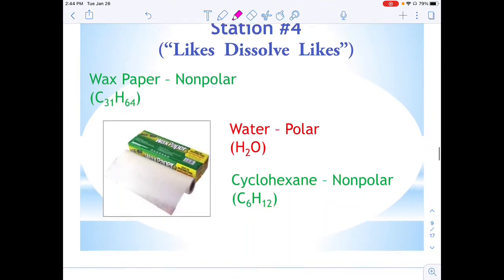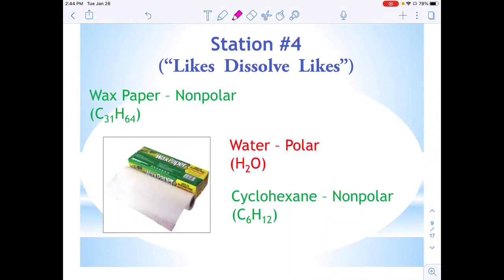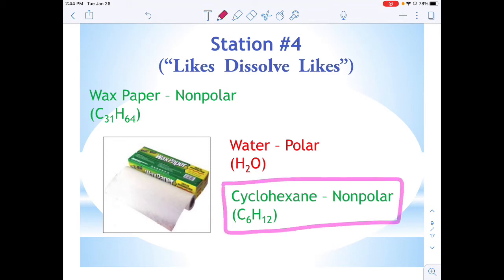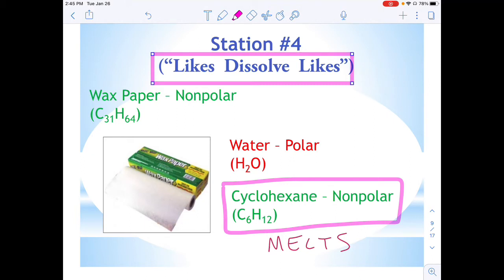Station 4, 2 things happen. We saw the cyclohexane, and the term kids usually use is it melts. It kind of just goes right through the wax paper. Why it does that is that, remember, like dissolves like. Polar dissolves polar, non-polar dissolves non-polar. Well, we know that water is polar and cyclohexane is non-polar. So since that cyclohexane went right through the wax paper, we can infer that the wax paper is non-polar.